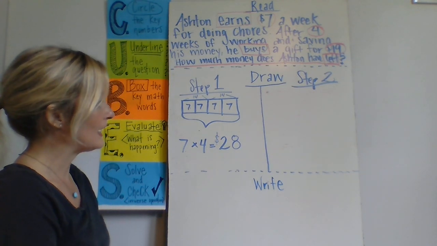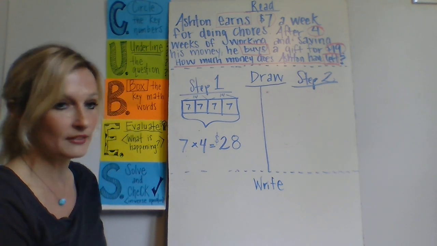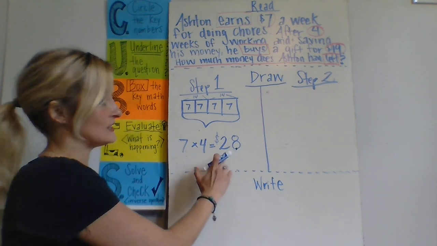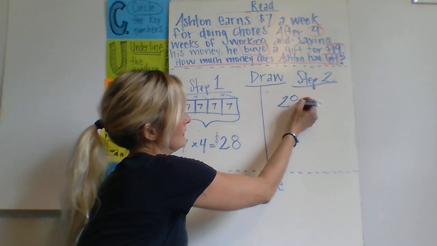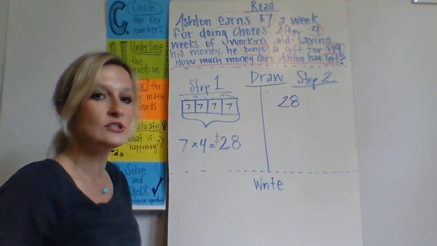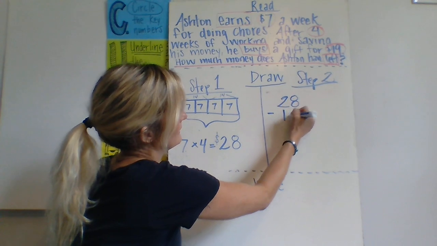We have to find out how much money Ashton has left after he bought the gift. So we're going to take his total money, 28, and we're going to subtract 19.